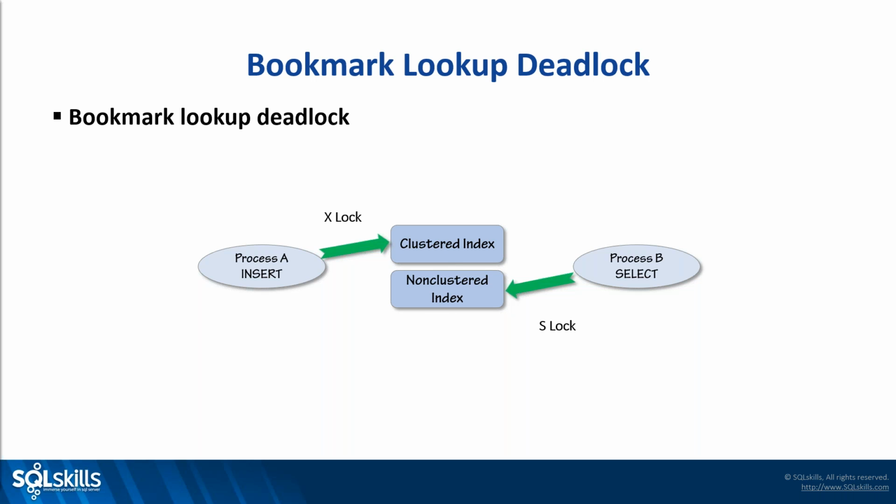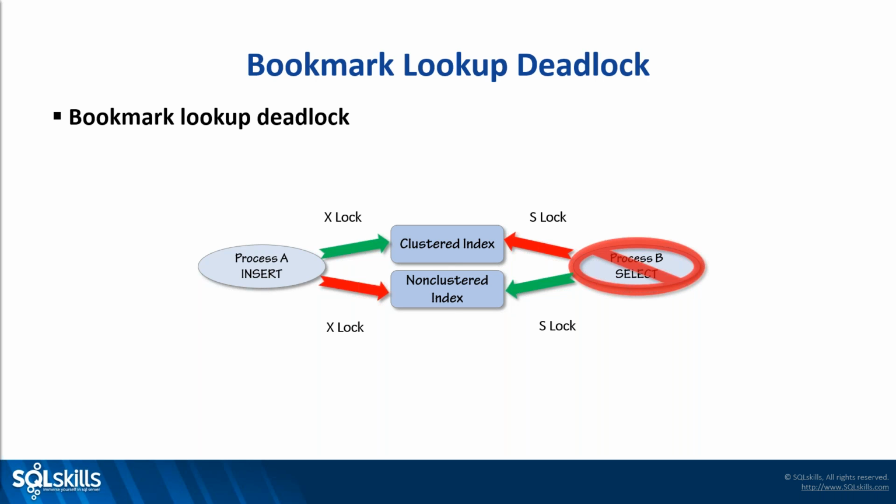And then because it's non-covering, it has to also acquire locks at the clustered index to look up the columns that aren't included in the non-clustered index. It gets blocked, and because we're modifying data in the clustered index or the heap, we also have to update the linkages in our non-clustered indexes, and this is our deadlock condition.